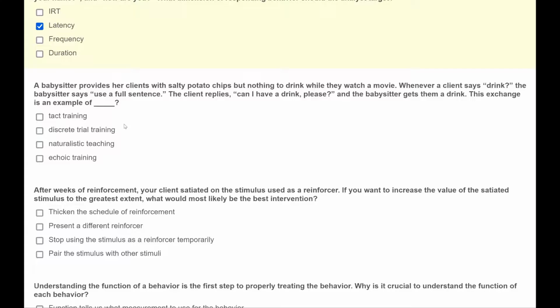It's not tact training. It's not echoic training. Tacting is labeling. Echoic is repeating what someone says. We already went over why it's not discrete trial. Discrete trial is rapid trials over and over again. This is naturalistic. Yes, the babysitter modified the environment to create better opportunities to teach, but had the client never asked for a drink, babysitter might never offer a drink. That makes it naturalistic. Babysitter is waiting for the chance to help them or make them use a full sentence. This exchange is an example of naturalistic teaching.